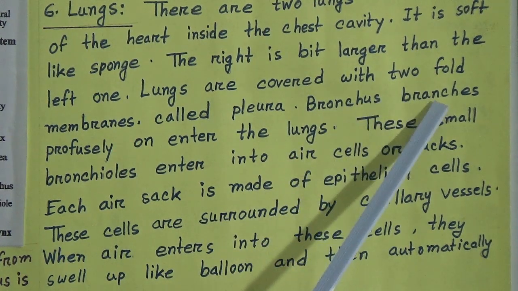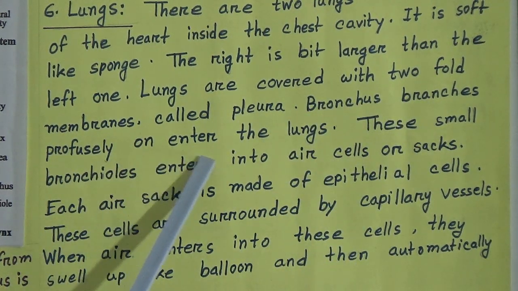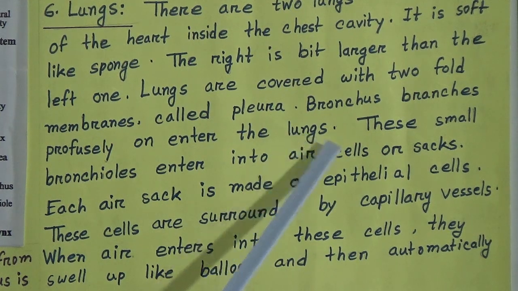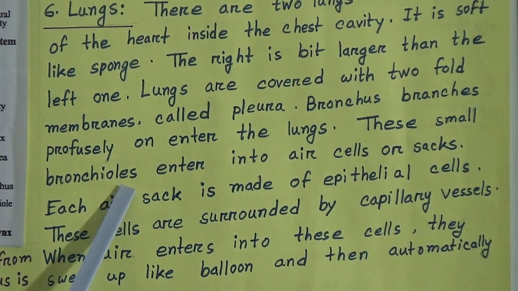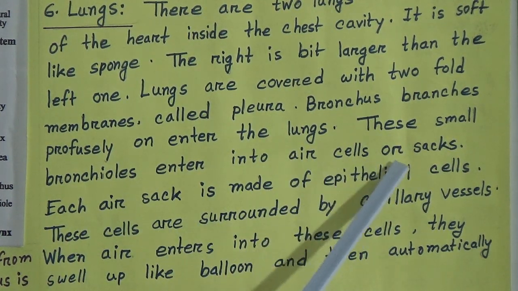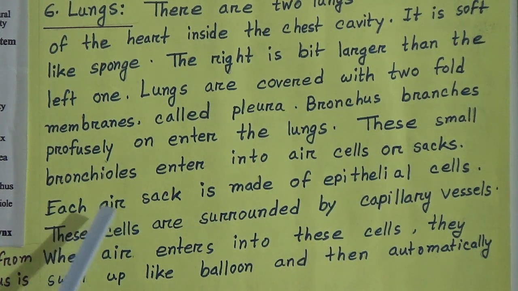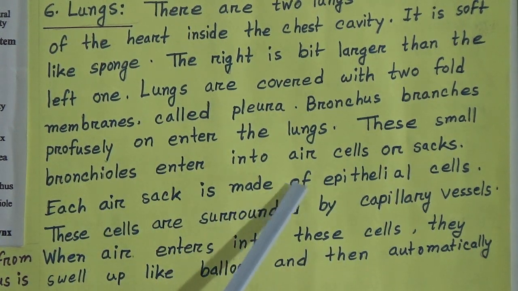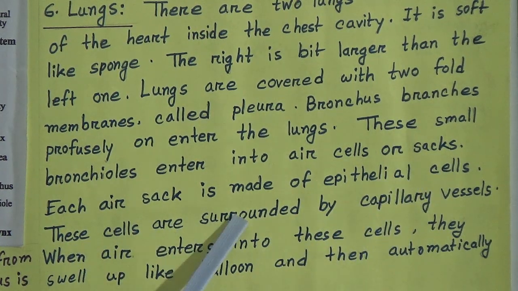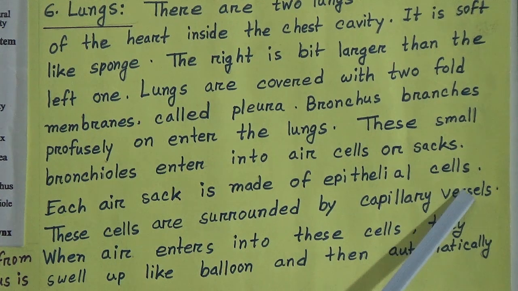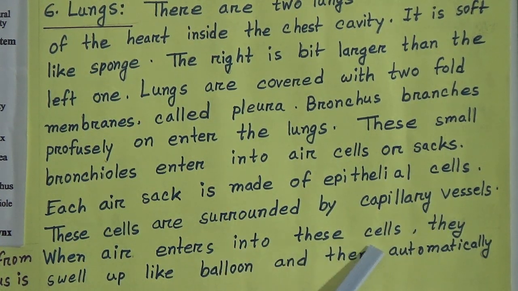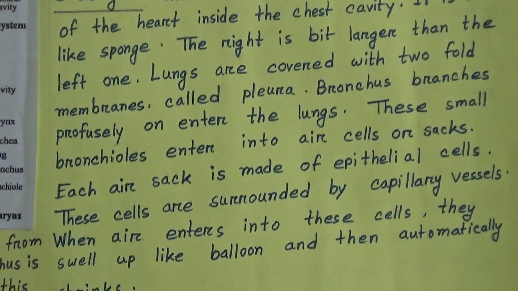Bronchus branches profusely enter the lungs. These small bronchioles enter into air cells or sacs. Each air sac is made of epithelial cells. These cells are surrounded by capillary vessels. When air enters into these cells, they swell up like a balloon and then automatically shrink.